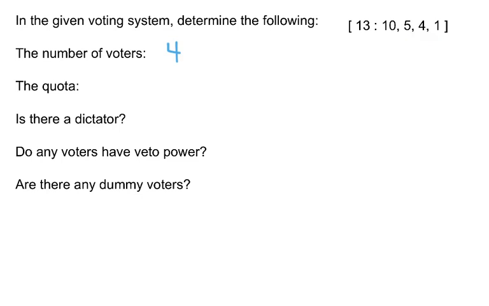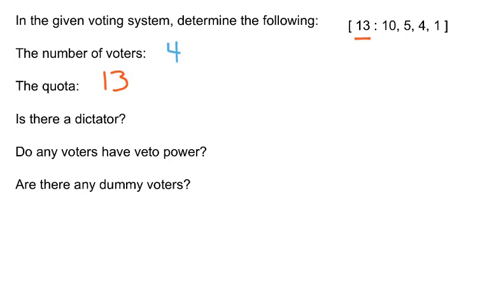The next question says, what is the quota? Well, remember, the quota is always that number there. So the quota here is 13. In order to pass a motion, you have to have the 13 for a total weight in order for a motion to pass. The next question is, is there a dictator?